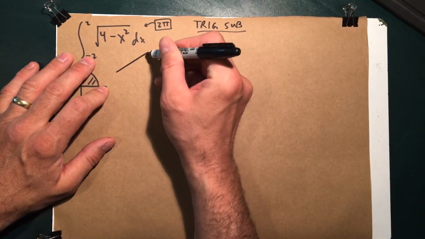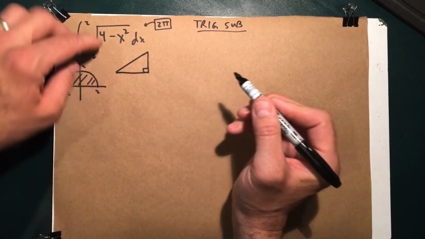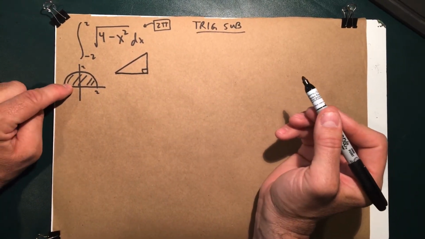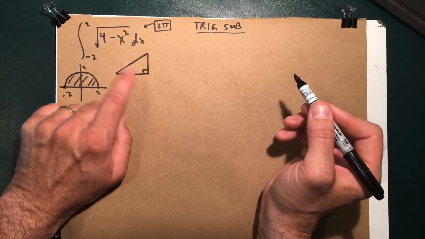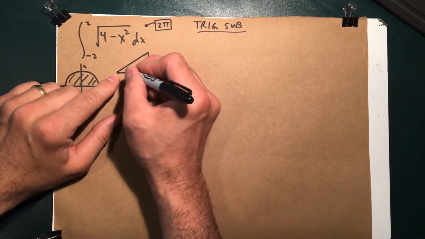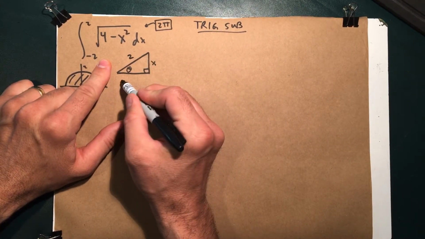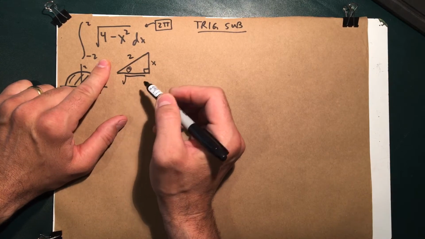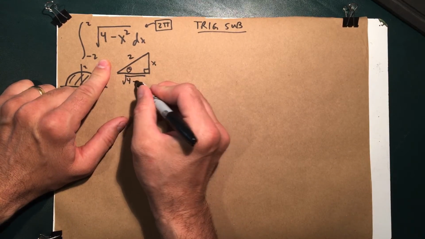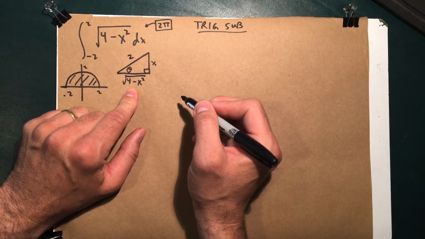But please look at this triangle. Which is kind of cool that to find the area underneath a semicircle, you're going to use a right triangle with variables that aren't even in the integral, which is really, really cool. And I'm going to say, all right, if I call this theta right here, and I call this x, and I call this 2, wouldn't this side, according to the Pythagorean theorem, be the square root of 2 squared minus x squared? And the answer is yes.